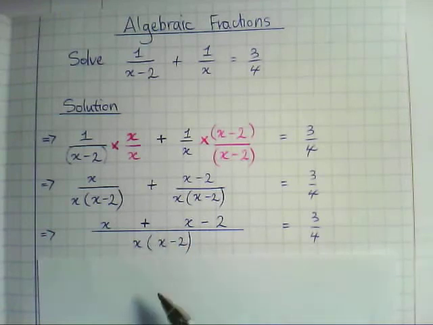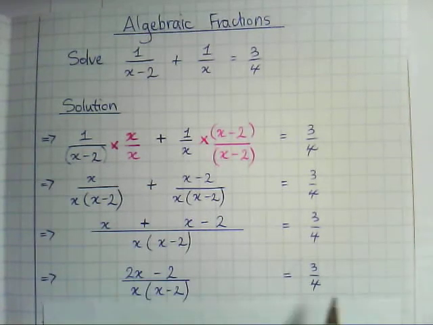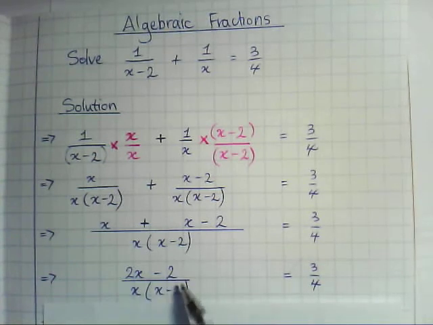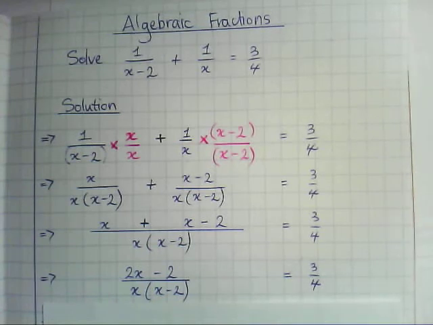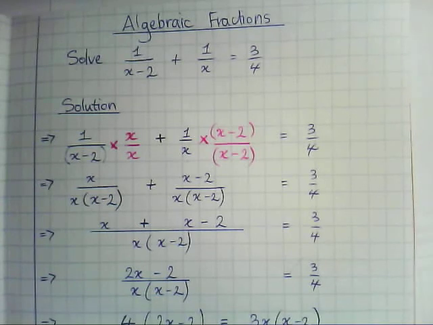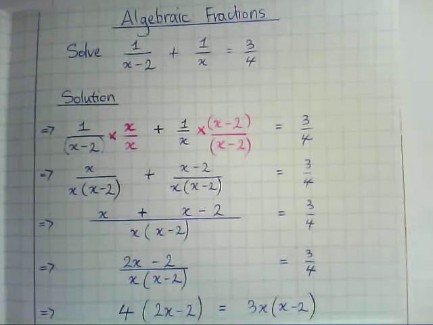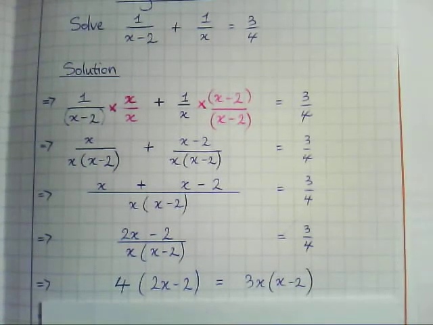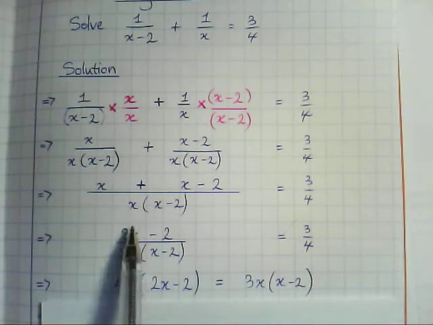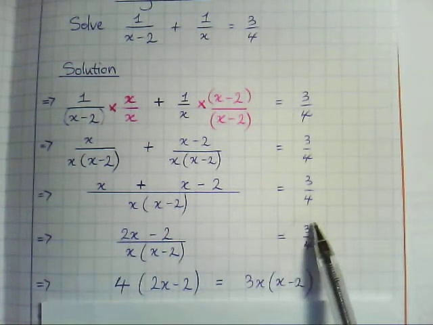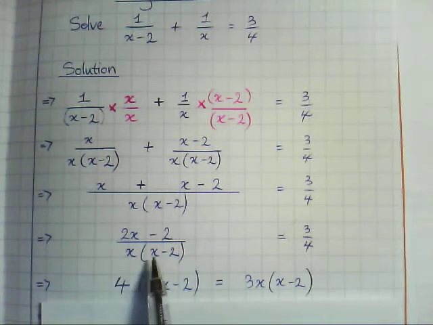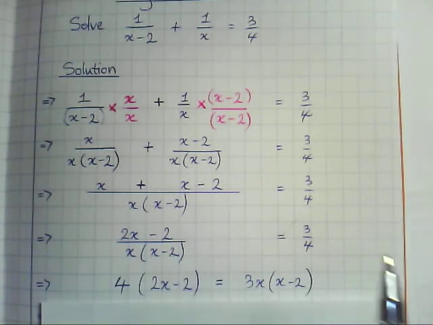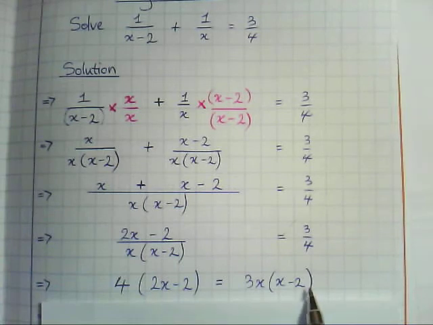So in the numerator, we've got x plus x minus 2. We're going to collect like terms now to get 2x minus 2 over x, open bracket, x minus 2, close bracket, and it still equals 3/4. Now we can cross multiply. So if we do that, our next line in the solution looks a bit like this. And so when we get to this point, we've got the 4 times 2x minus 2, and we've got the 3 times the x bracket x minus 2 close bracket. So that's what we have here.